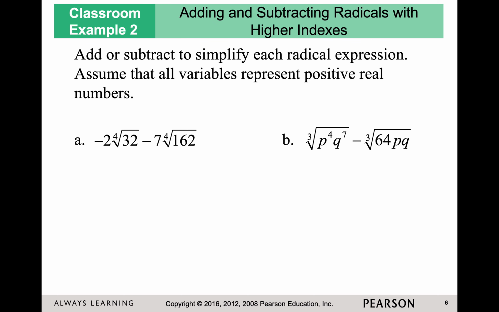Now if I'm subtracting, the same rules apply, but I've got to see if I can get like terms. So I'm going to say, okay, is 162 divisible by a perfect 4th power? Well, what's 2 to the 4th? What's 3 to the 4th? 3 to the 4th is 81. It's divisible by that. 2 to the 4th is 16. 32 is divisible by that.